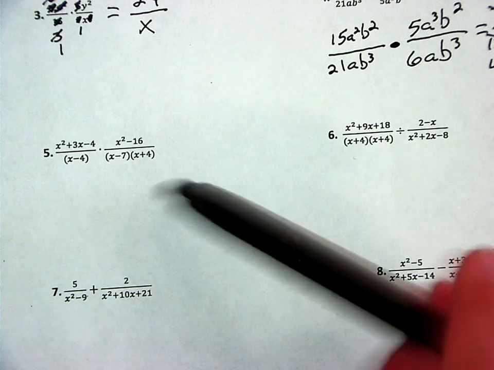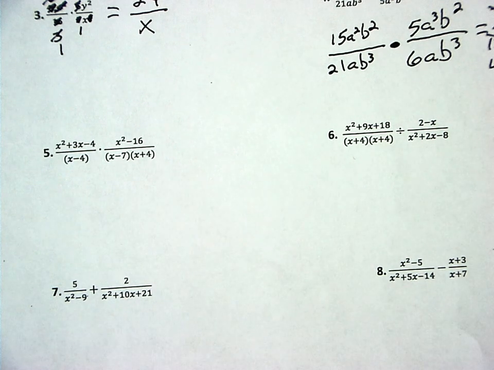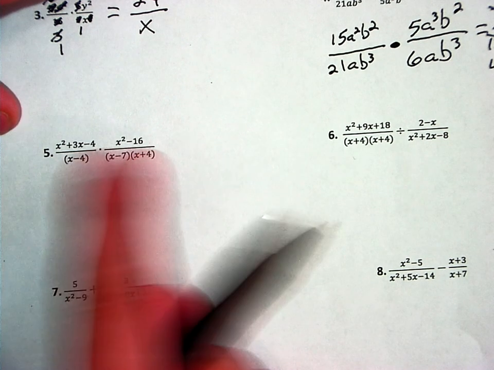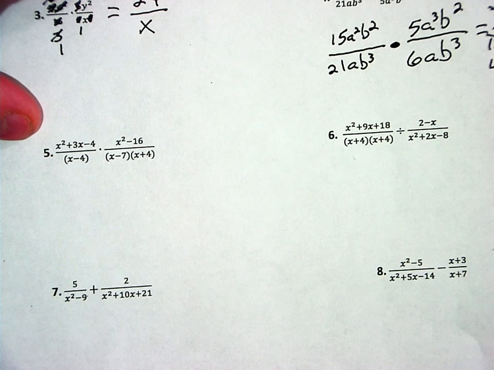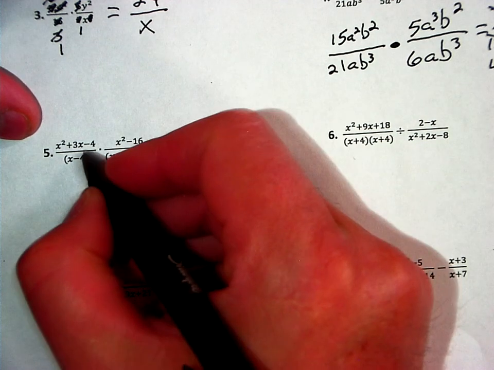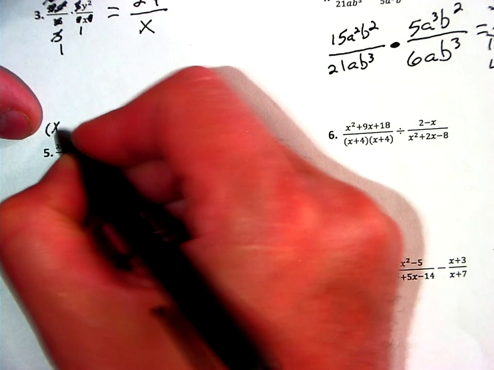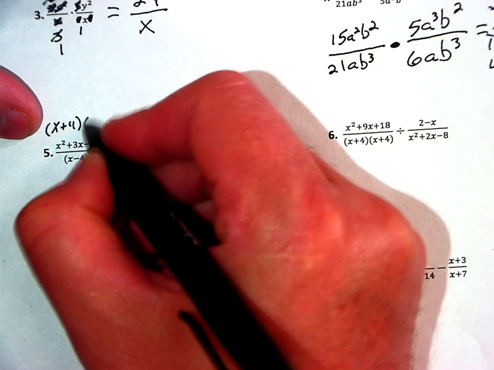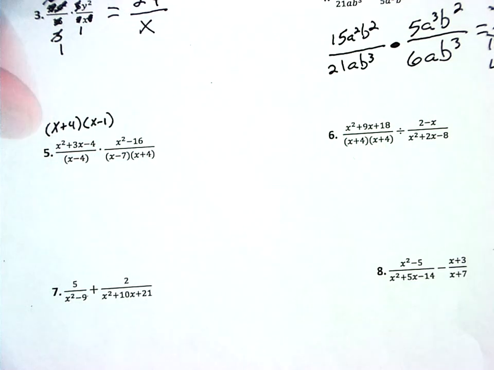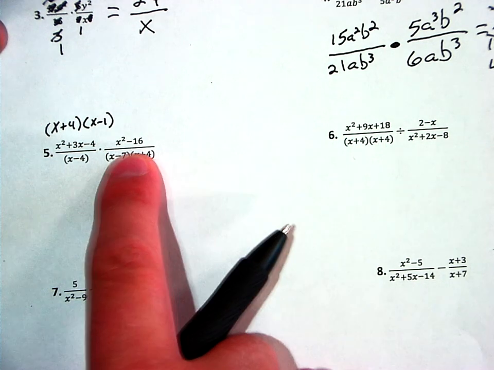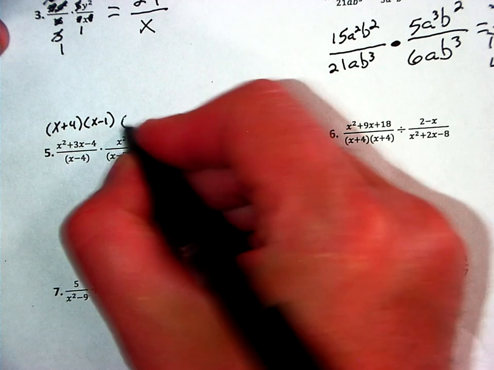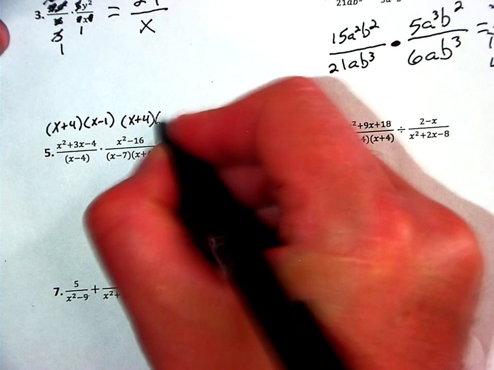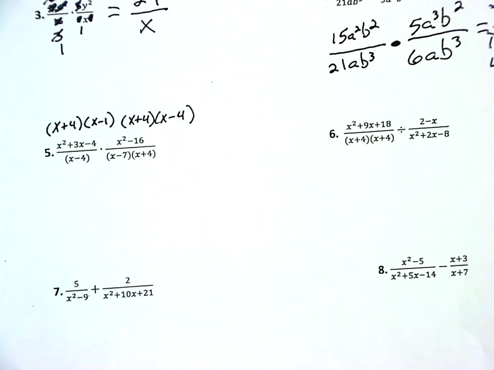All right, we are multiplying. So what we're doing here is I'm going to factor both of these. Are there factors of negative 4 that equal 3? Yes, 4 and 1, correct? Signs are different. The bigger one has to be positive. So x plus 4, x minus 1. Are there factors of 16 that equal 0? 4 and 4. x plus 4, x minus 4.